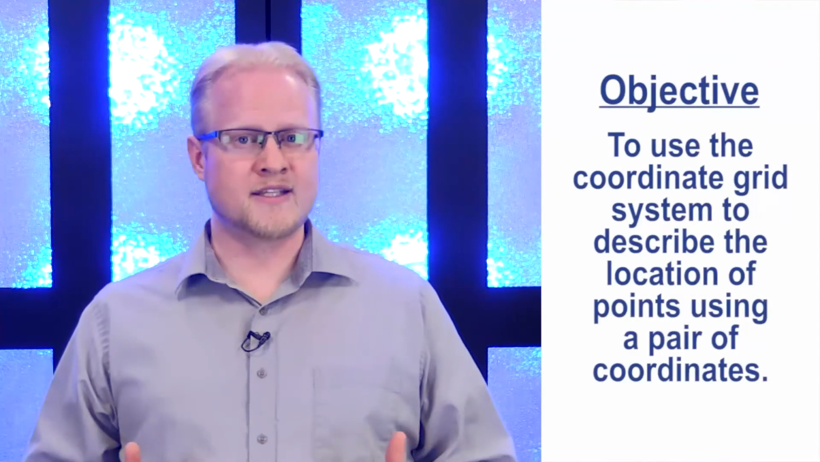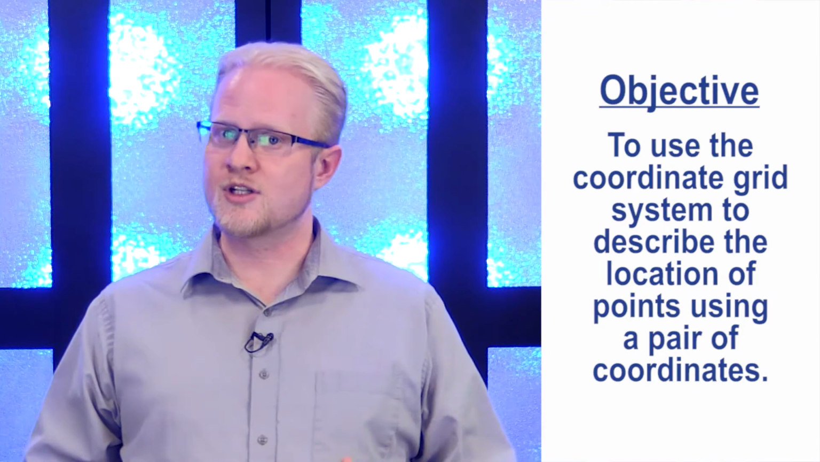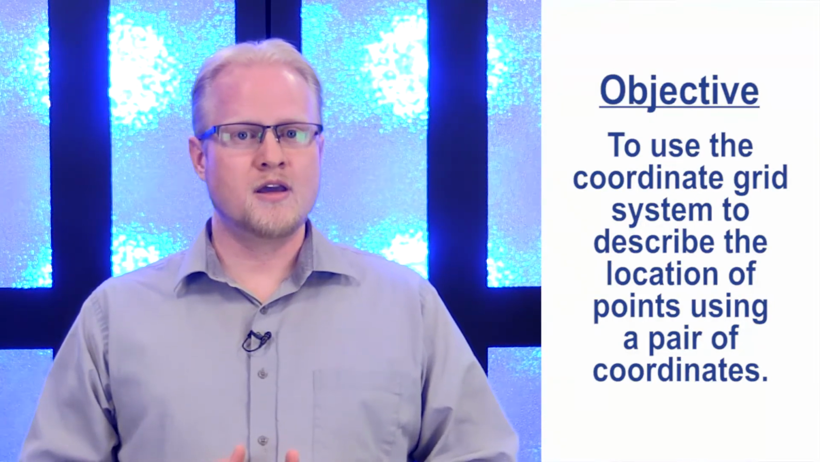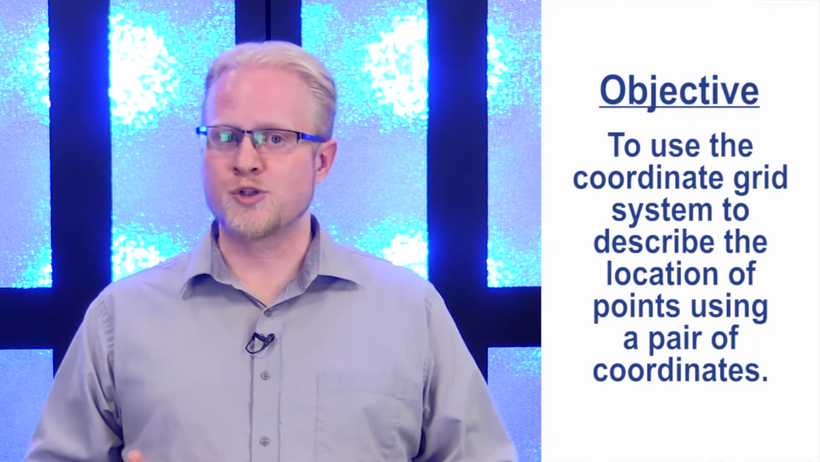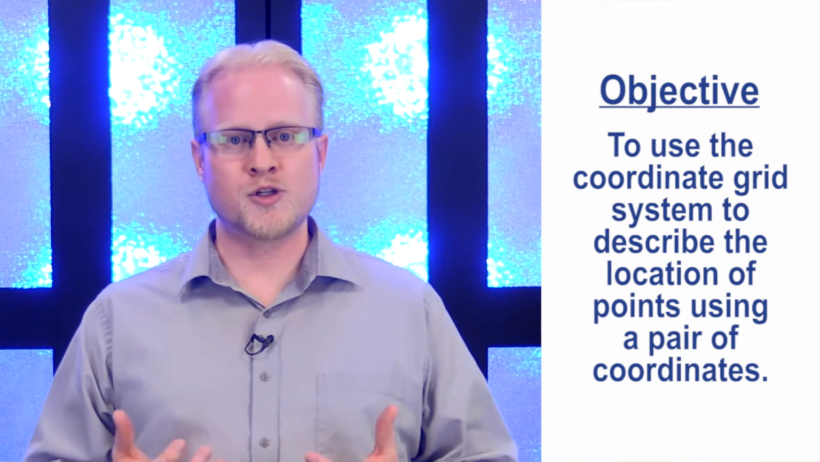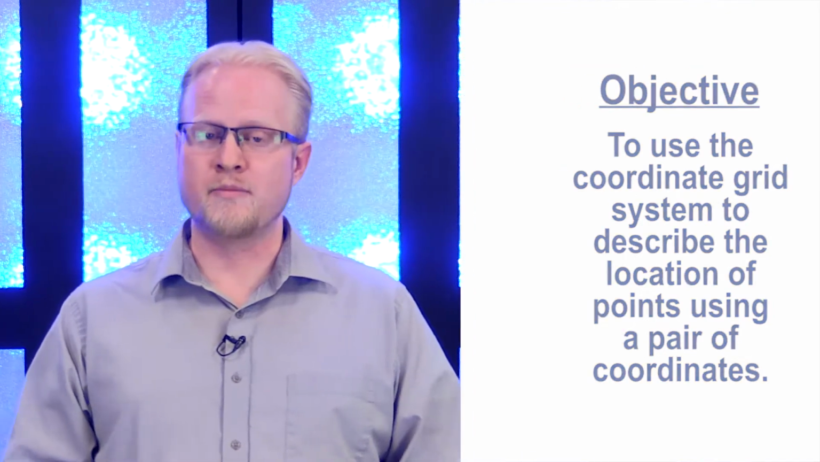The objective of this lesson is to use the coordinate grid system to describe the location of points using a pair of coordinates. In 4th grade, students were introduced to points and lines. In this lesson, we will build upon that experience by introducing the coordinate grid system and coordinate pairs.